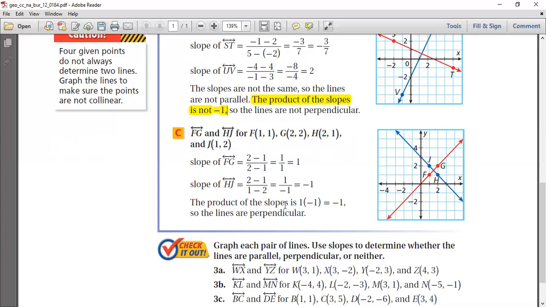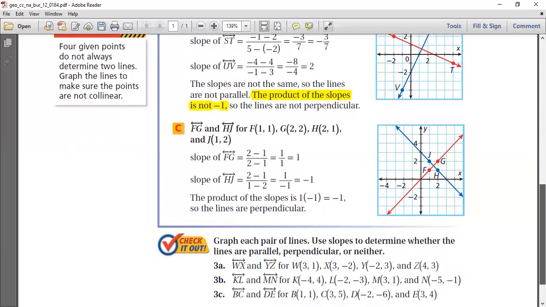So the product of the slopes is 1 multiplied by -1. See, I didn't complete this. If you multiply the slopes, your answer should be -1. So the lines are perpendicular. If you multiply the slopes and you get an answer of -1, that means they are perpendicular lines. Else they are not perpendicular, and they are not parallel.